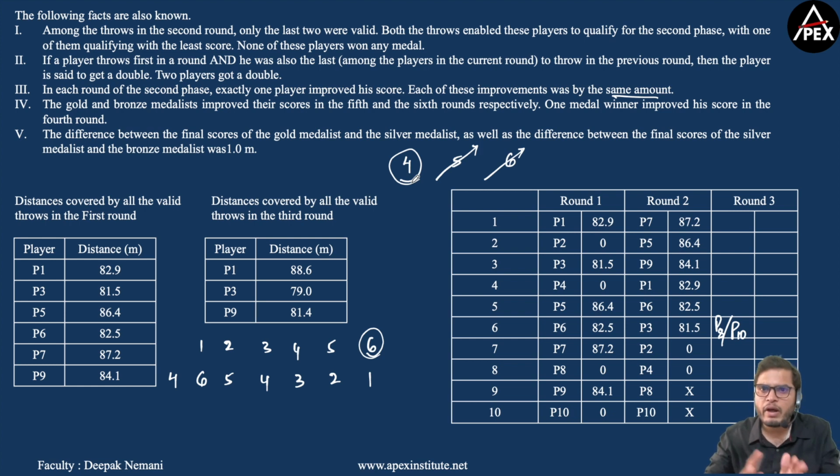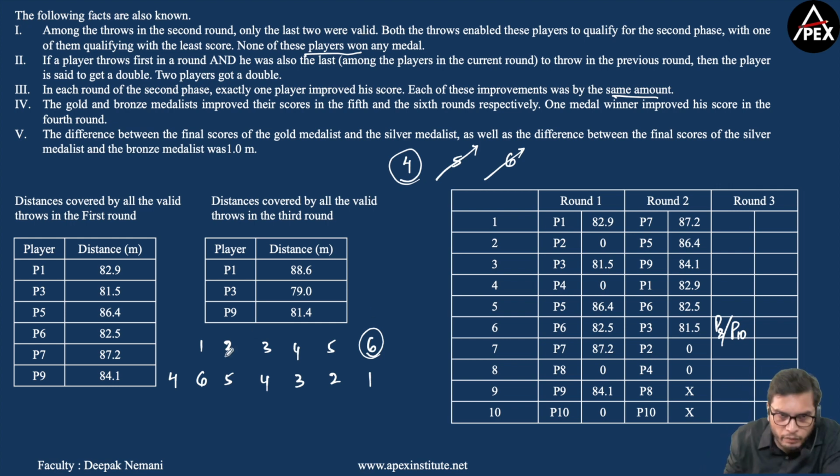Now it is given that one medal winner improved his score in the 4th round. So that can be either gold medal winner or bronze medal winner or silver medal winner. Now you have 3 possibilities for that person. That person need not be the silver medalist. And it is also mentioned that none of these players won any medal. So we do not have P8 or P10 winning any medal.